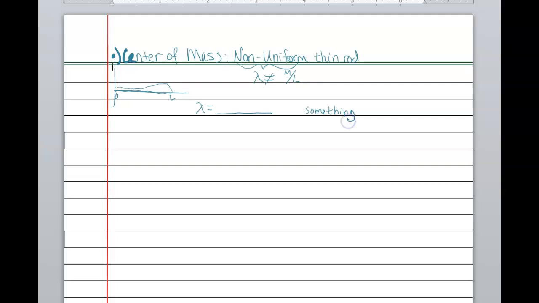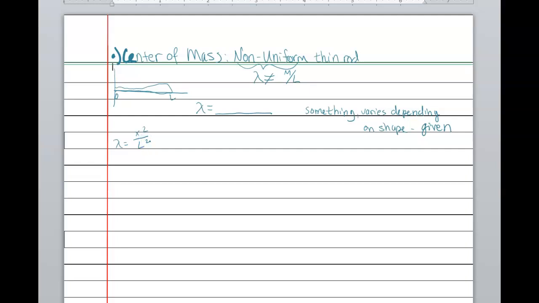It varies depending on the shape. But this is something that will be given to you. You just have to use it. So for this one, we're going to say that our linear density is, let's say, x squared over L squared.